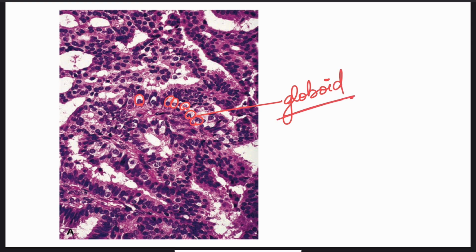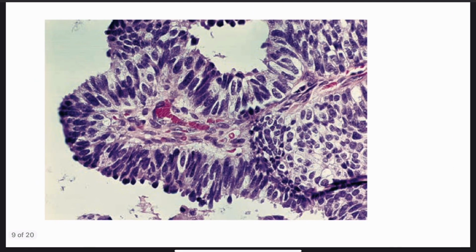But the immunostain for myoepithelium cells helps in the diagnosis. This is the high power view of this papillary DCIS. Here you can see the fibrovascular core and absence of any myoepithelium cells around or along this fibrovascular core.